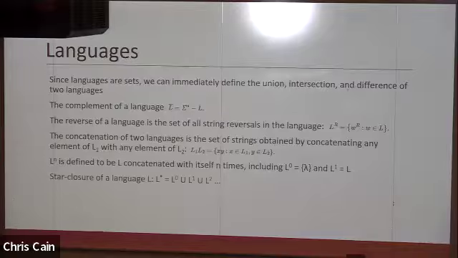We can define the star closure of a language. This is just the union of all elements of L to the n, all possible n unioned together. And you have the positive closure of a language as just the star closure of a language minus L to the 0. Now, lambda is only in the positive closure of the language if lambda was in the language in the first place. But lambda is always in the star closure of the language.